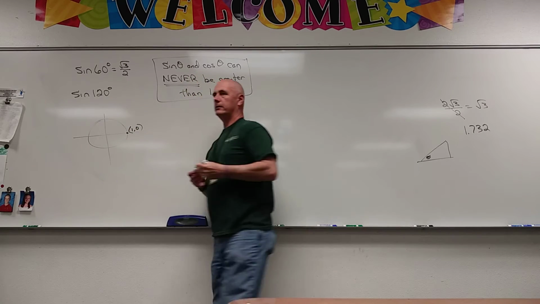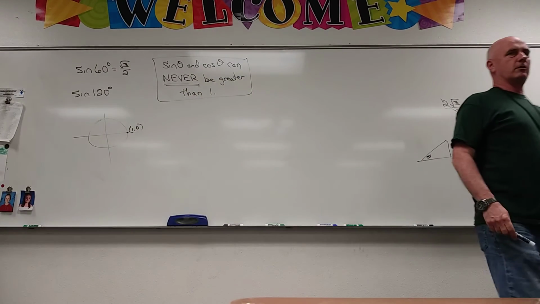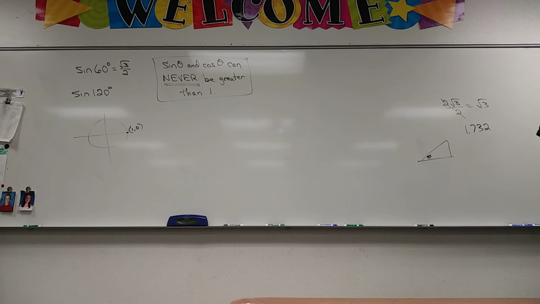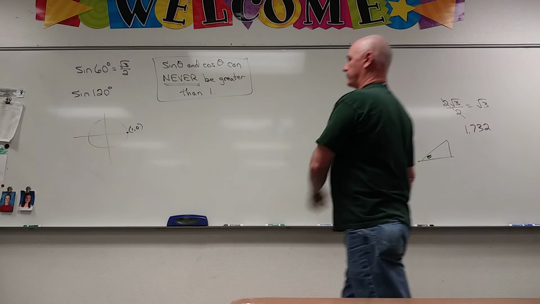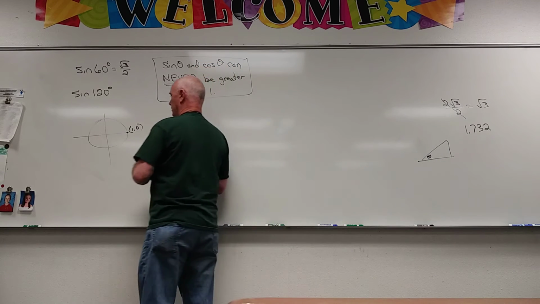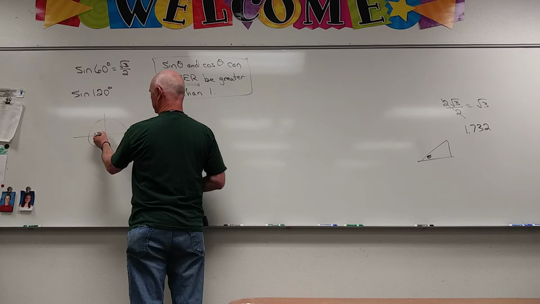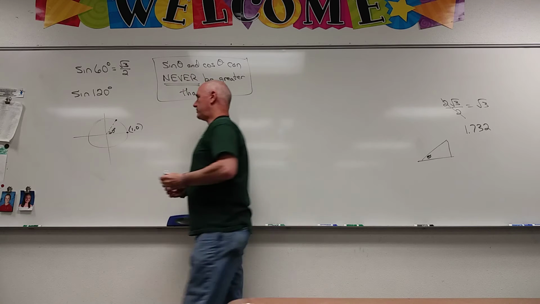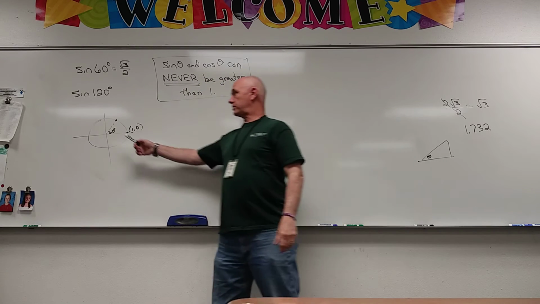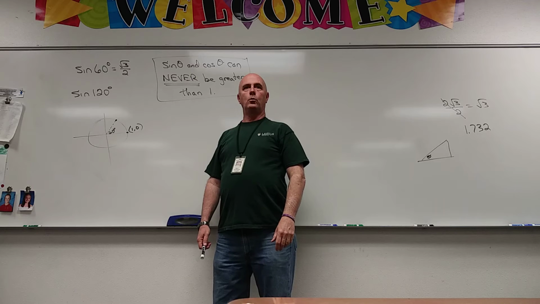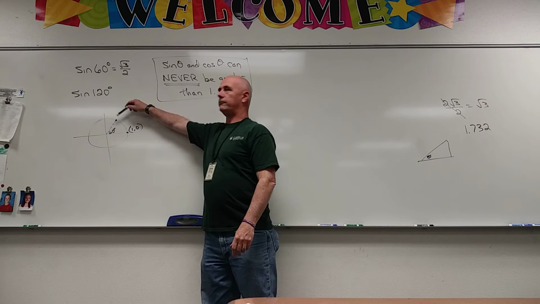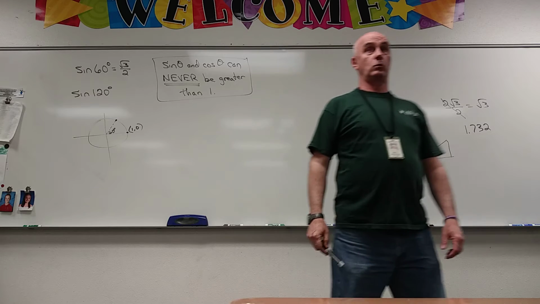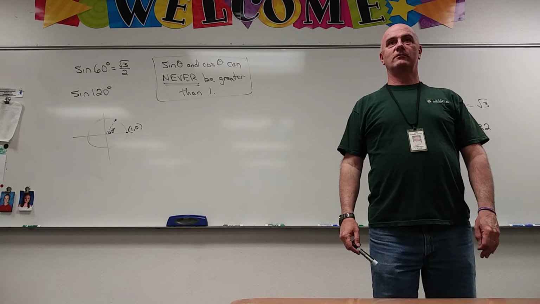Anyway, if that point is 1 comma 0, what have I drawn? A unit circle, center at 0, 0, radius of 1. So my next question becomes this: if this angle is 60 degrees, what are the coordinates of that point? Good question. Thank you.